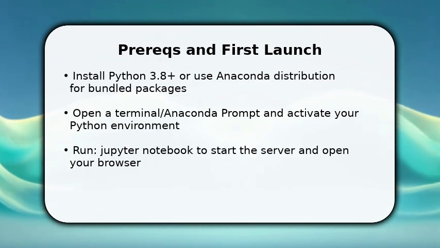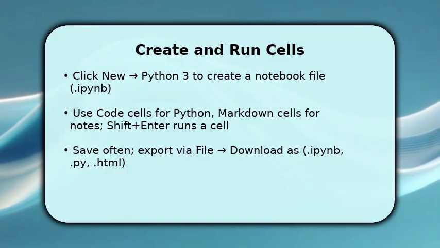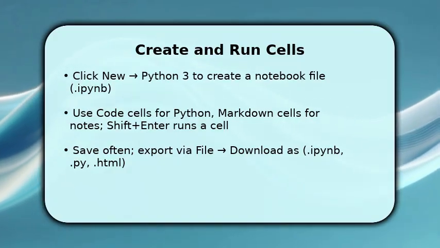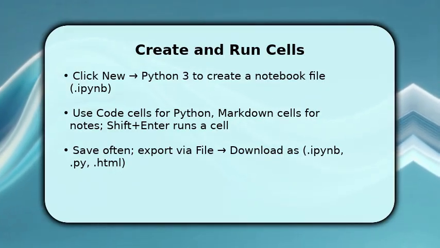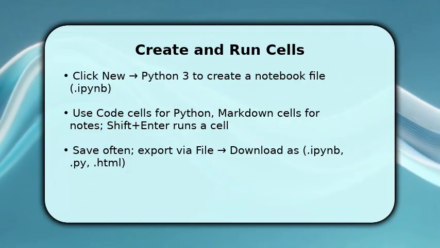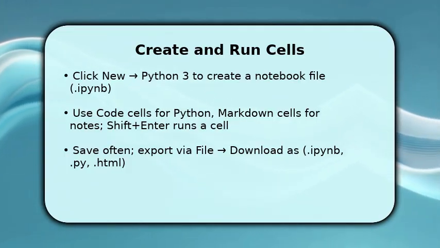Once your dashboard is open, click New and choose Python 3 to create a notebook. You'll see an empty cell. Type Python code and press Shift+Enter to execute and move to the next cell. Use Markdown cells for headings and explanations so your work is readable. Press M in command mode to switch.